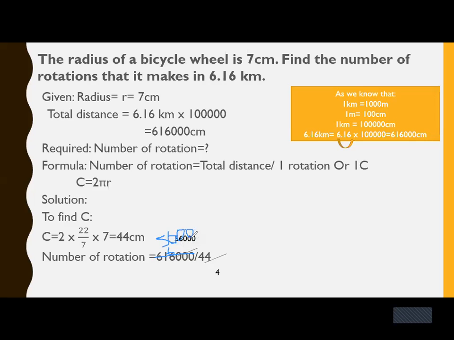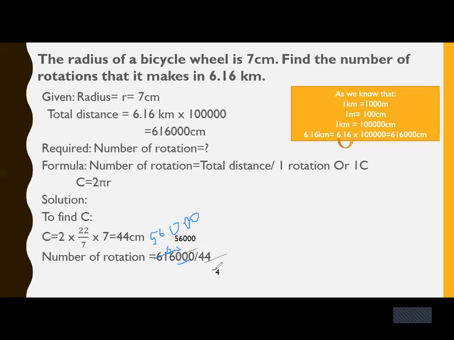Is it clear, students? 11 fives are 55, so 65 minus 55, how much left? 6 left. And 11 sixes are 66. Then we put 3 zeros. Why 3 zeros? Because here 3 zeros are left. We get 56 with 3 zeros here.